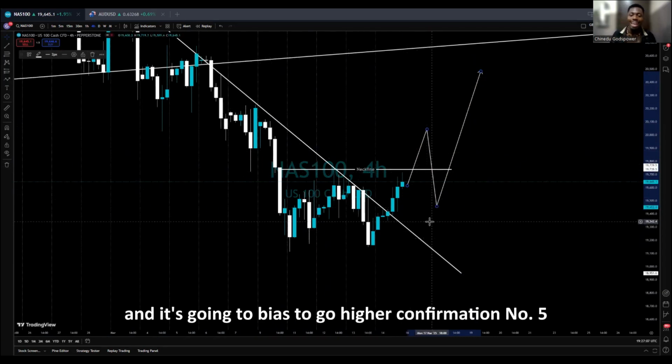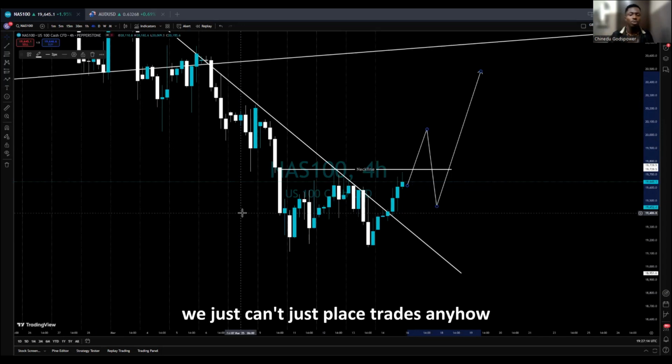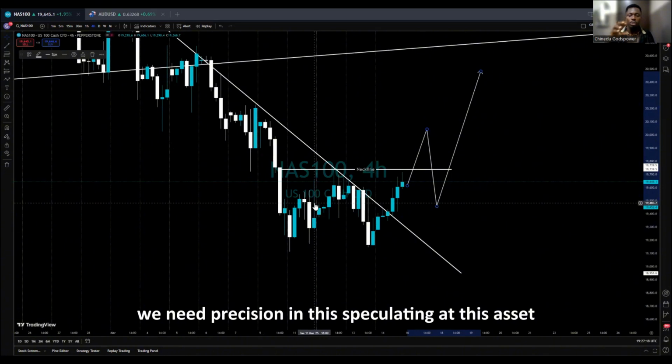Okay. So now if price should do this, we know that yes, price has repeated this classic FX Chieftain breakout, trend breakout, and it's going to bias to go higher. Confirmation number 5, brilliant. Well, how do we trade this? How do we know? We just can't place trades anyhow. We need to be precise. We need precision in speculating on this asset.